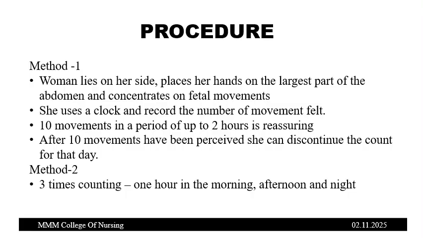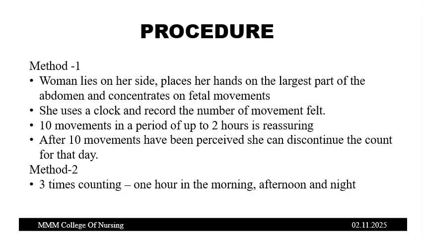Okay, it means within 2 hours, if she is able to count 10 movements, then there is nothing to worry about. She just has to keep counting daily until the delivery. After 10 movements have been perceived, she can discontinue the count for that day. So that is method 1.